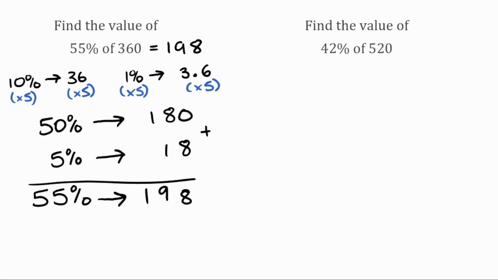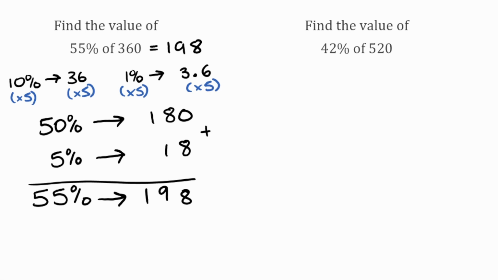But there can be quicker ways to solve this. So what we could have done is we could have found the 50% straight away, because we know 50% is just a half. So we could have halved our 360, and that would give us 180. And then we can actually get from 50% to 5% by simply dividing by 10. So that's where 180 would have become 18. So that's something just to be on the lookout for.